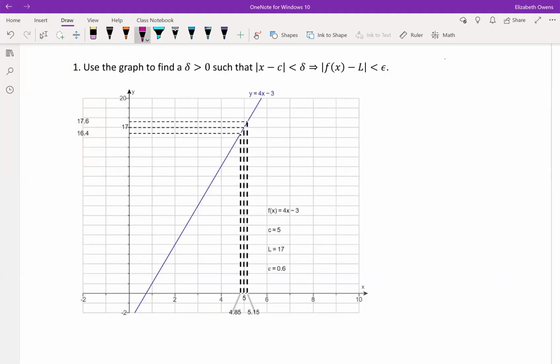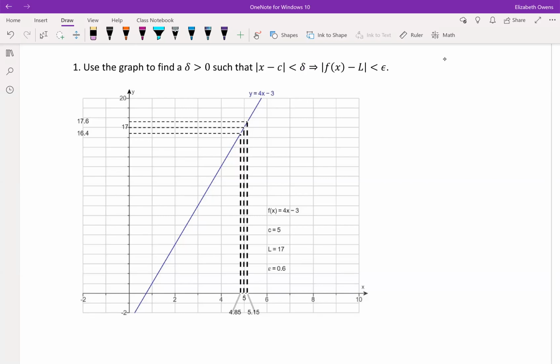Okay, so now that we know the formal definition of a limit, or the precise definition, how can we use it? Well, one thing we can do is to look at this definition on different graphs, and that's what we're going to do here. We are going to use this graph to find a delta greater than 0, such that the definition of a limit is satisfied. So the absolute value of x minus c is less than delta implies that the absolute value of f of x minus L is less than epsilon.